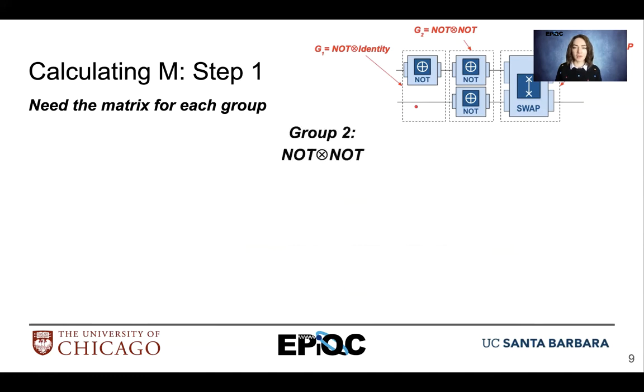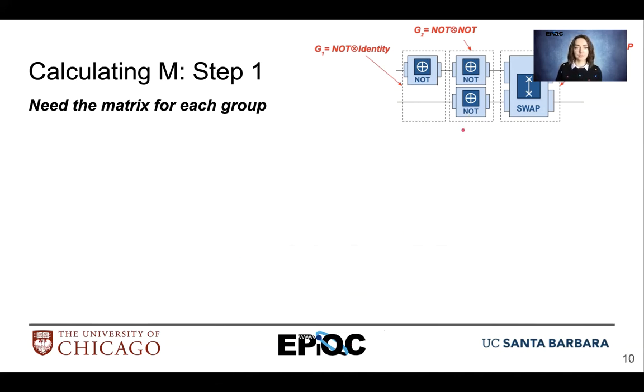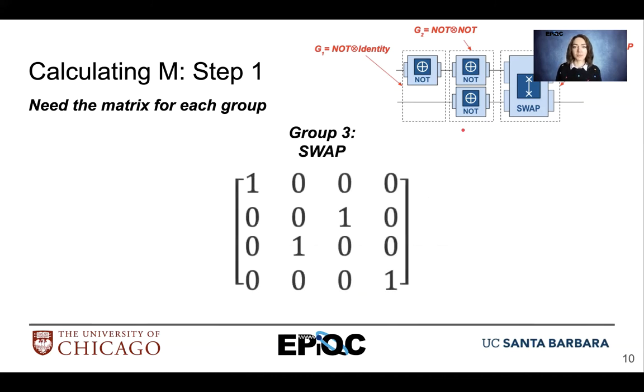Now for G2, not tensor not. We have the transfer matrix for not, tensor the transformation matrix for not to get the overall matrix for G2 in our circuit. Group 3 is easy. It's just a swap operation. So we take the matrix for that gate.